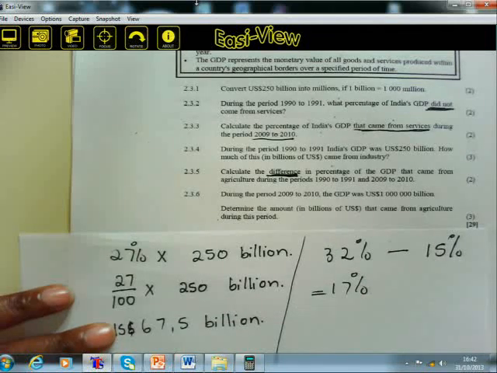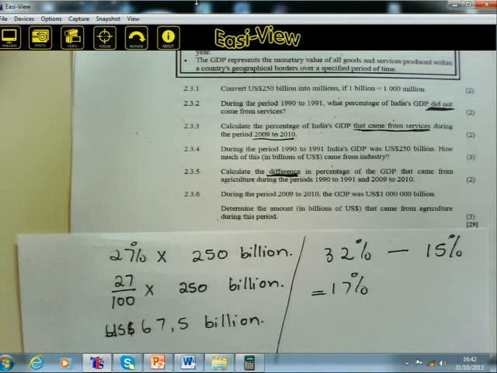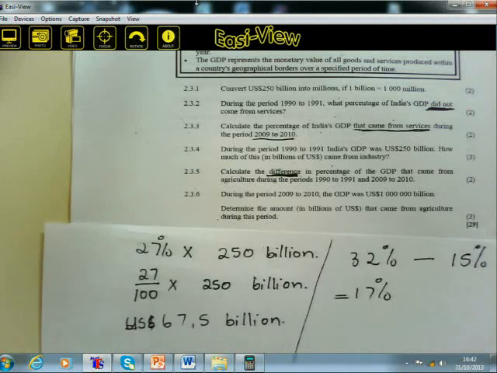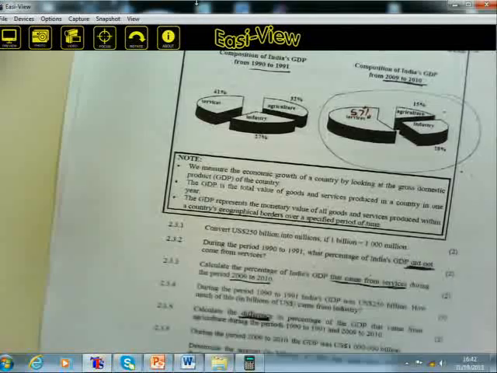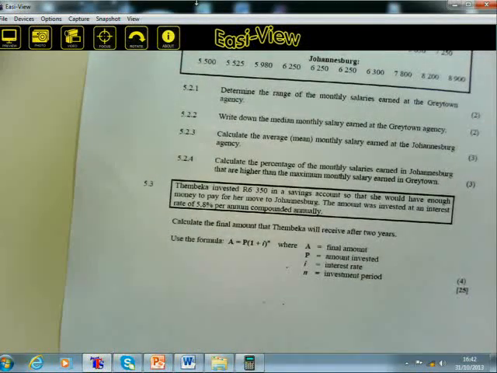And please remember, always use your calculator. Always try to use your calculator, because some of you make very small mistakes. You know that you have to subtract 15 from 32. But now when you write the answer, you get the incorrect answer, showing that you did not use your calculator to get your final answer. The last question that we are going to do together today.